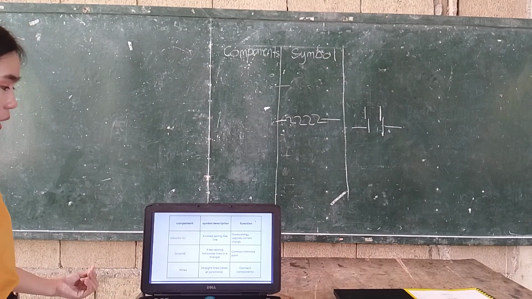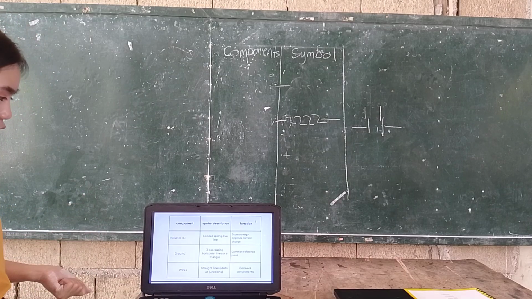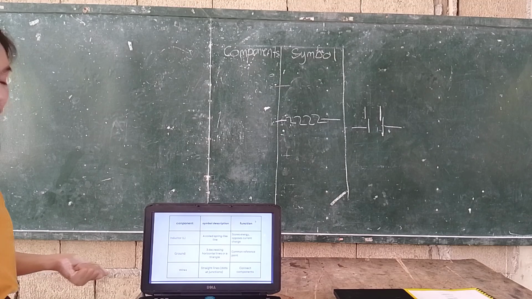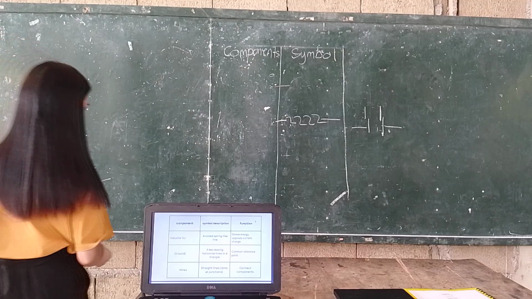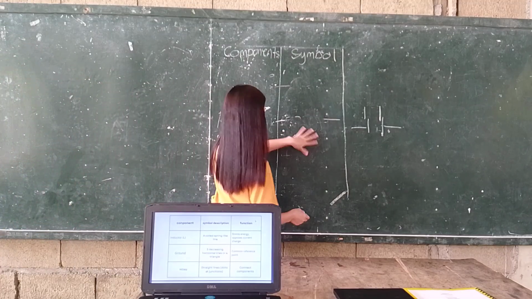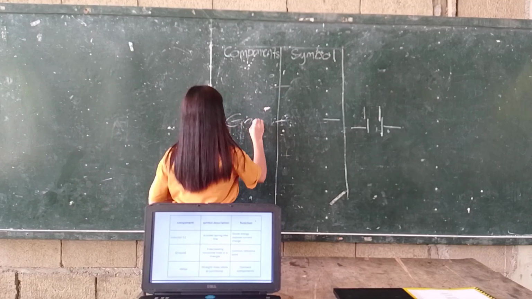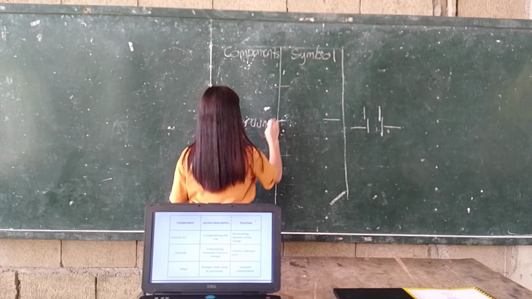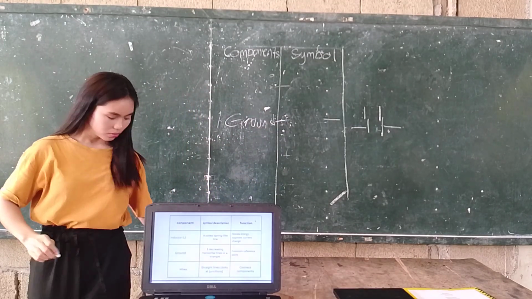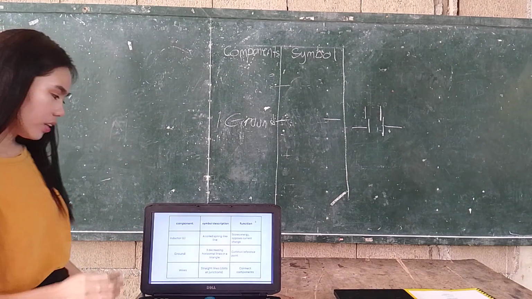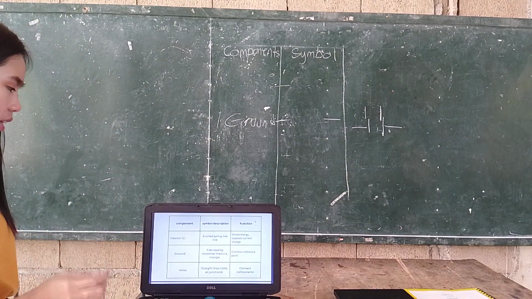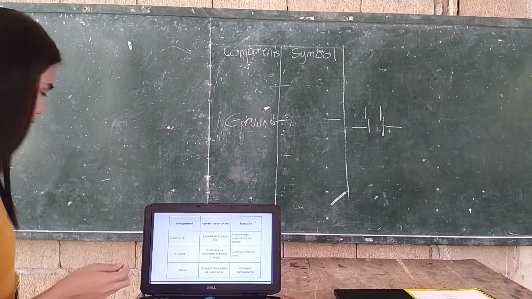The function of an inductor is that it stores energy and opposes current change. Okay, next is ground. The symbol of ground is three decreasing horizontal lines or a triangle.